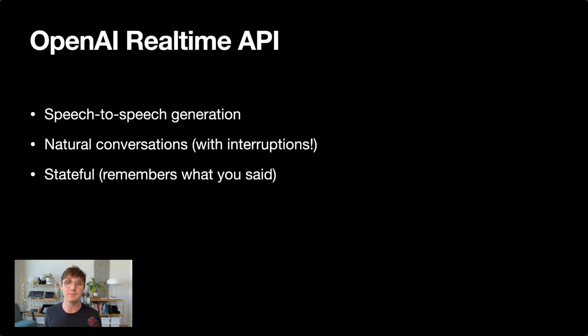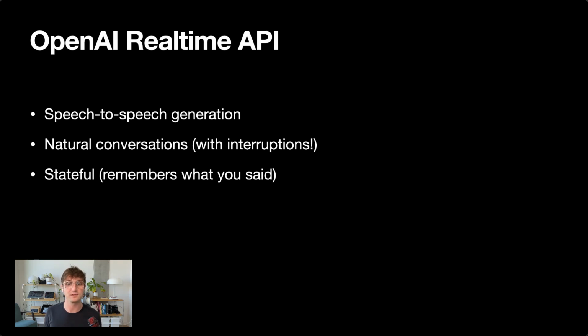The other big benefit of this API is that it's stateful, which means that it remembers what you said in a given session. This is an improvement over a number of LLM APIs where you have to keep passing in your previous conversation history if you want it to remember what you said before. You don't need to do this with the Realtime API. You just start a thread and it will remember the context of what you've said before so it can continue that conversation in a very natural way.